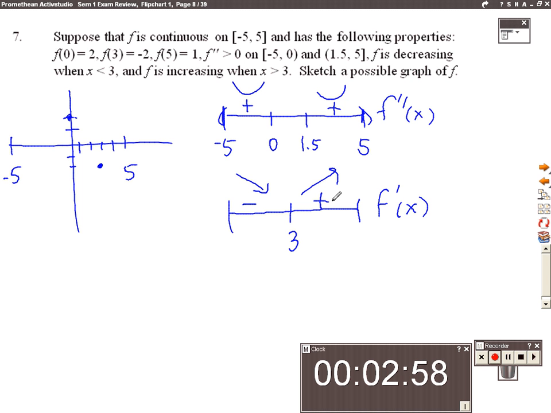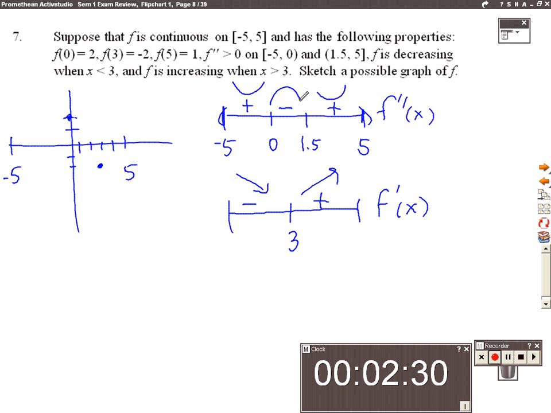Sketch a possible graph of f. Now I am assuming that the second derivative is negative in this interval since they didn't say that it's positive anywhere else. So we have a point of inflection at 0 and a point of inflection at 1.5, and we have a local minimum at x equal to 3. All right, let's see if I can make that happen.